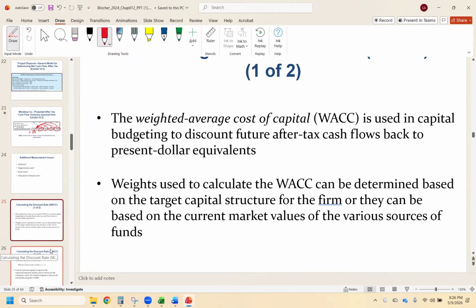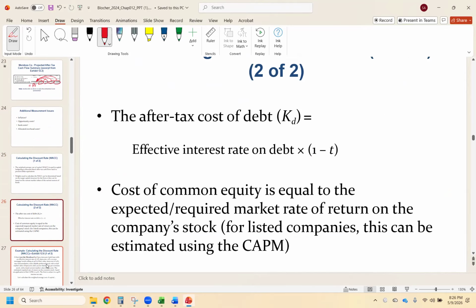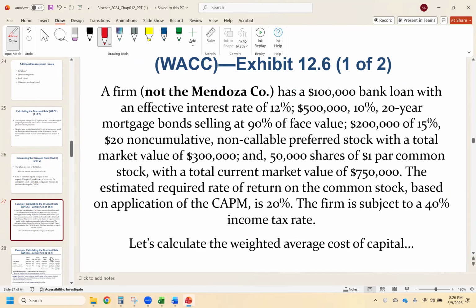This next part of the slideshow talks about calculating the weighted average cost of capital. I'm not going to ask you to do that in this class. That is something that is more geared toward a finance class.